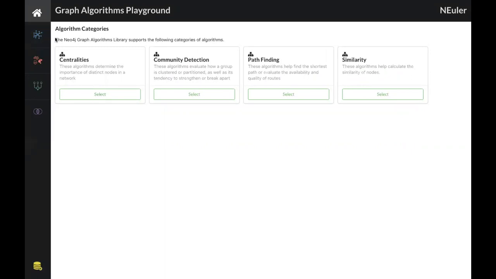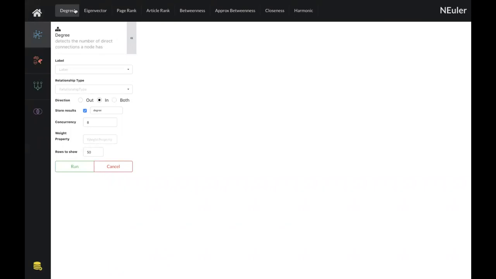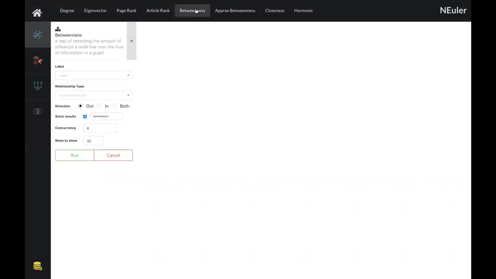For example, here we have centrality algorithms. If I want to calculate betweenness, I go over here and say I want to calculate betweenness between characters of season 1 in any direction. I want 8 concurrent threads, and I want you to show me 50 results. Here I have an option to store the results.